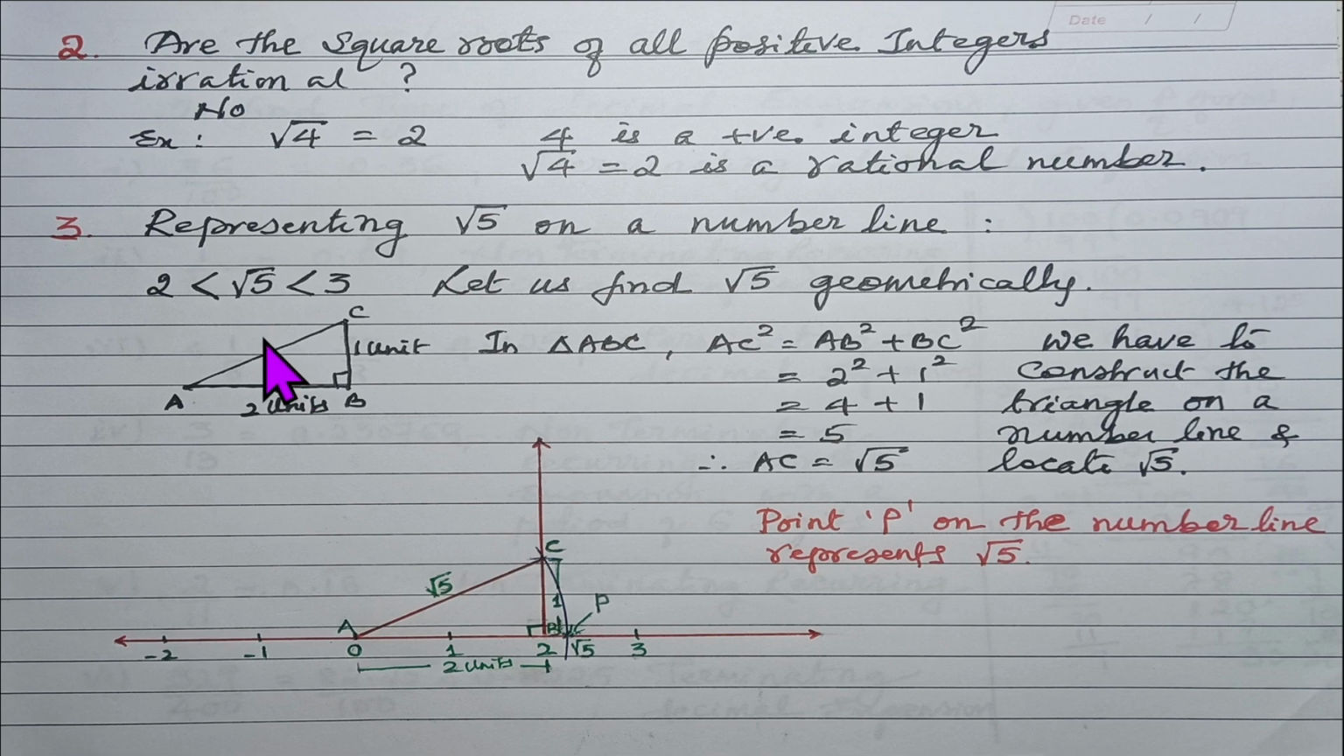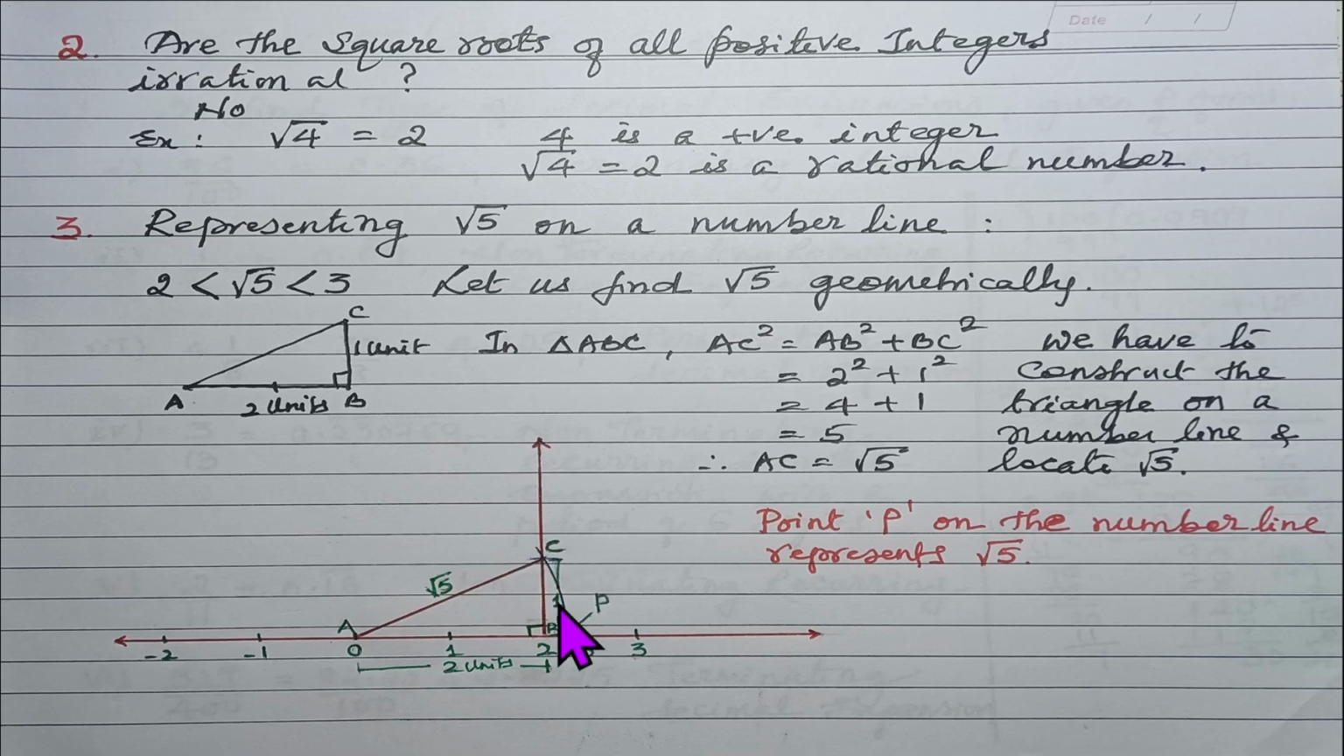Now to locate root 5 on a number line, we have to construct the same type of triangle on a number line, and then find out the position or the location of root 5 on the number line. For that, I have drawn a number line here, an integers number line, and from 0 I have located 2, that is 2 units. AB is 2 units, and BC, I have drawn a perpendicular, and BC is 1 unit.